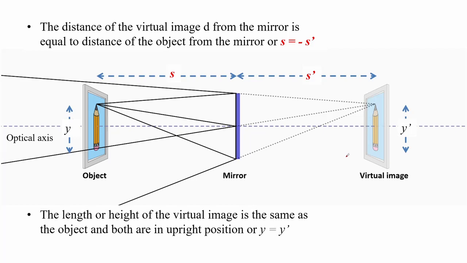The image formed on the mirror is called the virtual image. This image is at a position that is equal in distance from the mirror as the object. Since it is a flat mirror, the length or height of the virtual image is equal to the object.